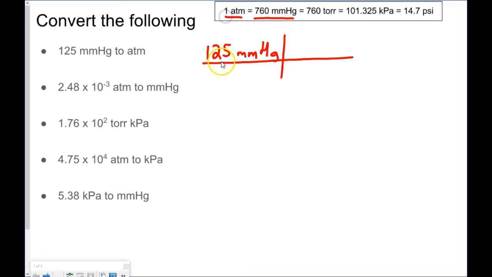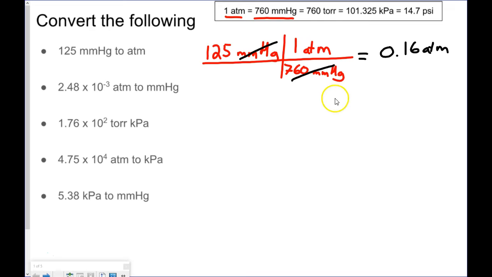So I'm going to set this up here, 125 millimeters of mercury, and I need to cancel that out. So I know that 760 millimeters of mercury is going to be equivalent to 1 atmosphere based on this. Set this up here, cross them out, cancel it, and I do the math. That's going to work out to be 0.16 atmospheres. So 125 divided by 760. Remember, I use this dimensional analysis. This comes from that stuff at the top.